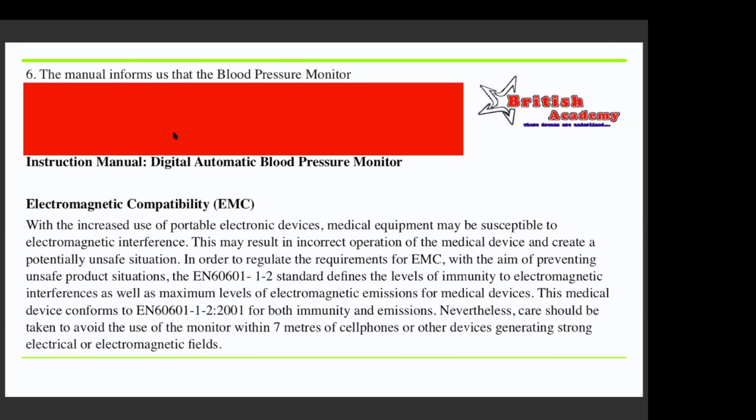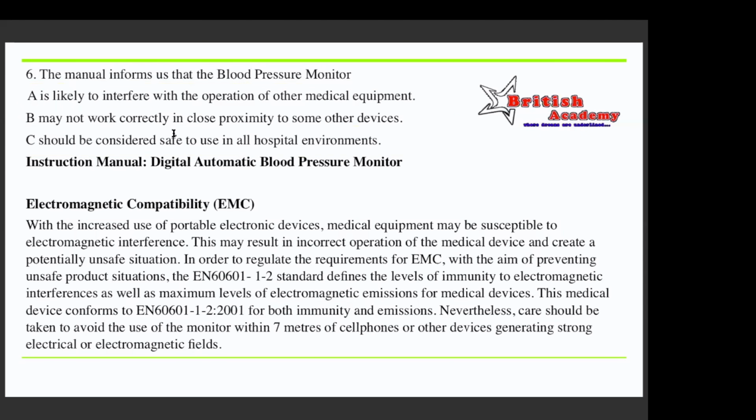Okay, now let's continue. I'll just open the options for you. So guys, the question says the manual informs that the blood pressure monitor. So this is about an information. It speaks about a blood pressure monitor. So now let's see what happens over here.